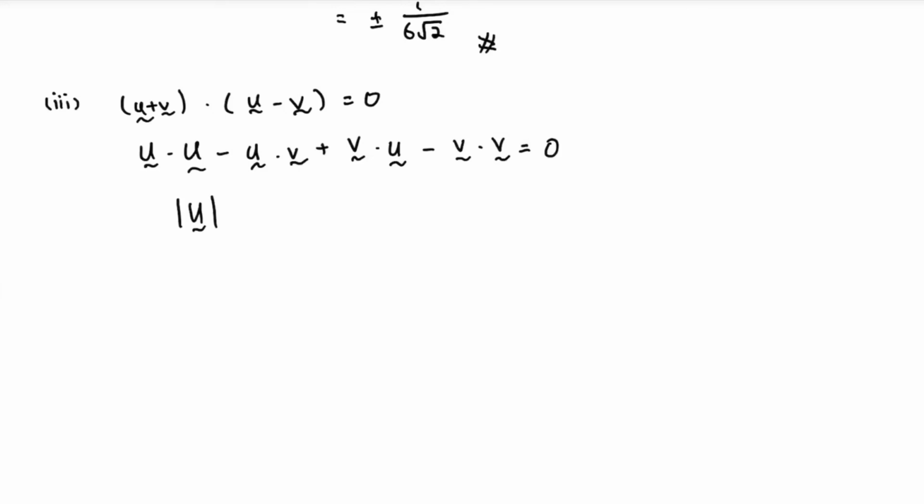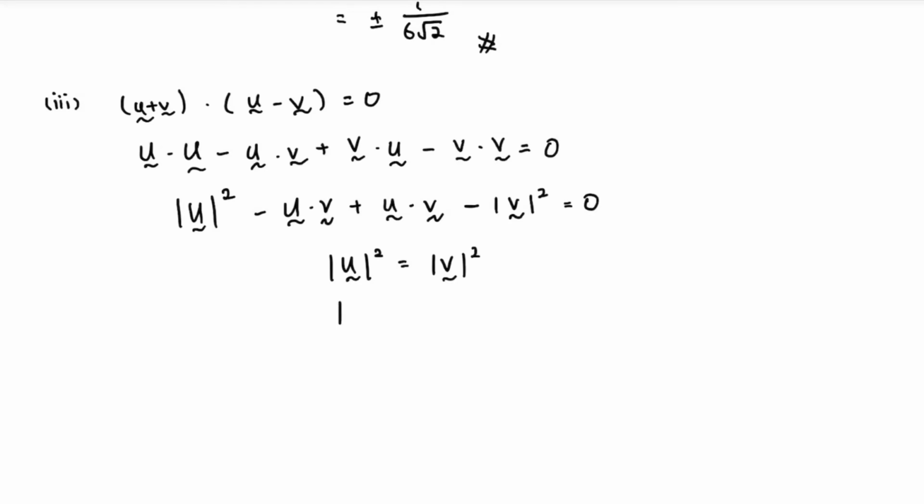So you would be left with this. Mod of u squared minus u dot v plus u dot v, you can just swap them about because we're looking at dot over here. Minus, you combine v dot v, which would give you the mod of v squared, equals 0. So you'll be left with mod u squared equals mod v squared. You can cancel out both the squares, and you'll be left with mod of v equals mod of u.